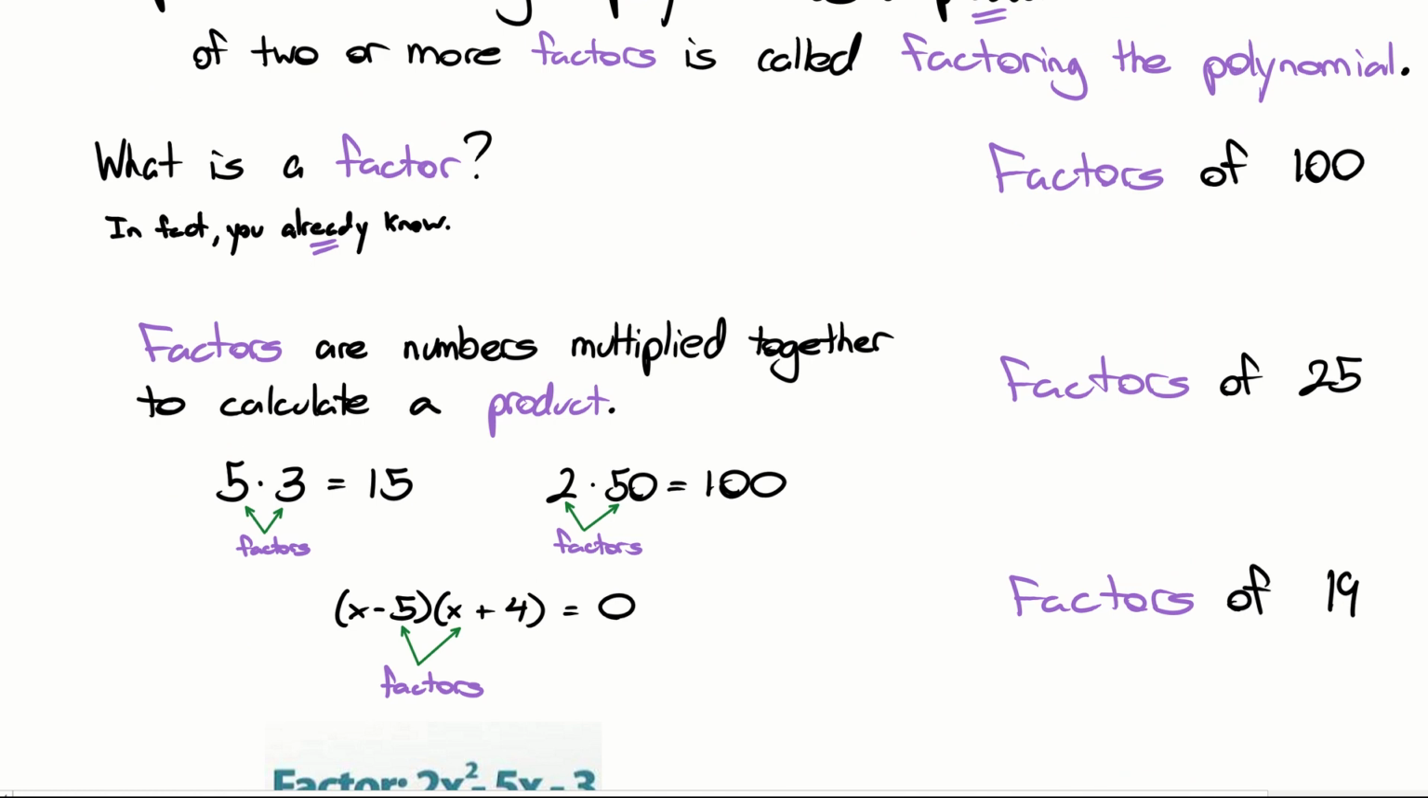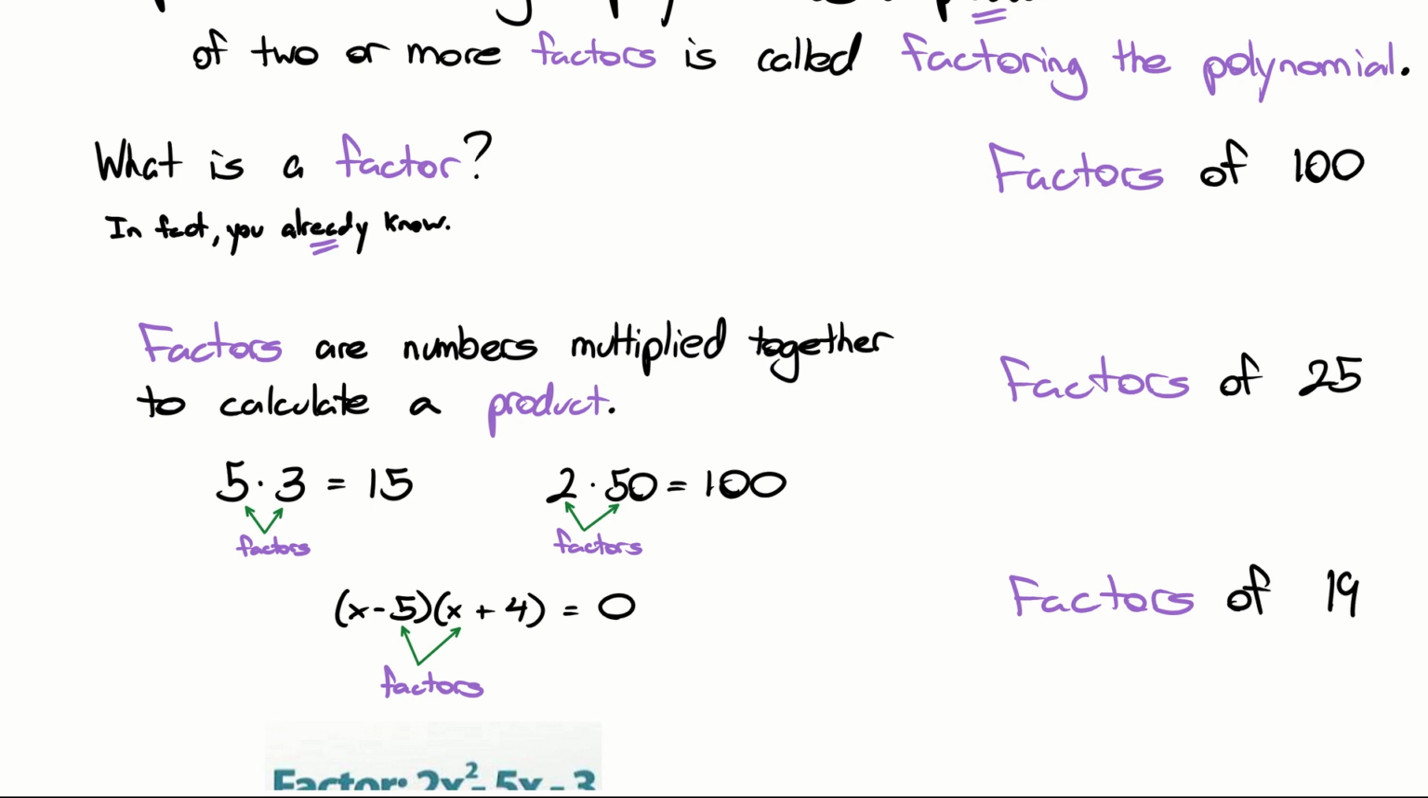5 times 3 is 15. 5 and 3 are factors. 15 we know is the product, right? Product is the answer. 2 times 50 is equal to 100. We've known that for a while. 2 and 50, those are the factors that you multiply together to get 100.